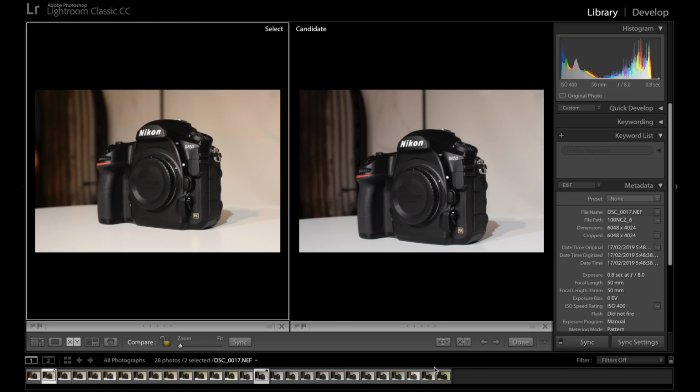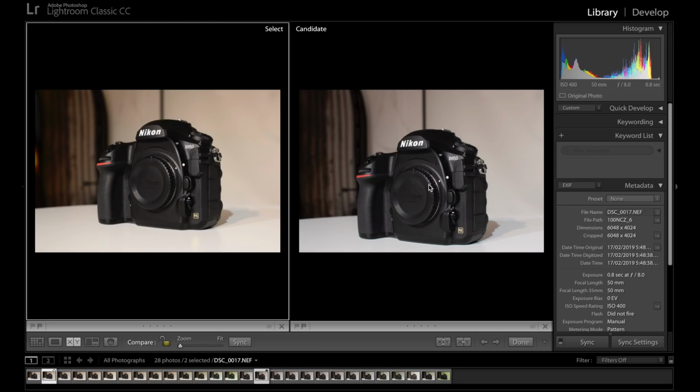Okay, so here we have the Nikon Z6 on the left-hand side. The Nikon Z6 has the 50mm prime on the front of it. And then we have the D500 on the right-hand side. The D500 has a 35mm lens on it, giving it an equivalent focal length of 52mm. We're currently looking at ISO 400.